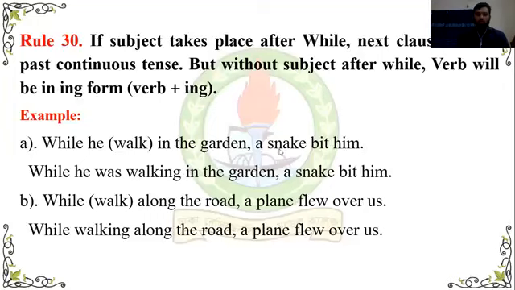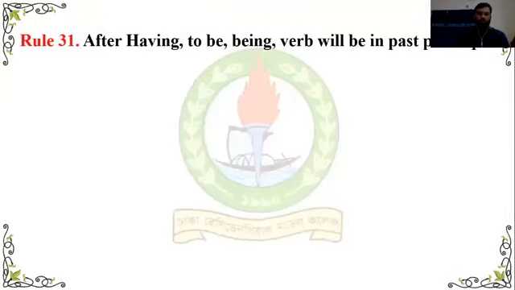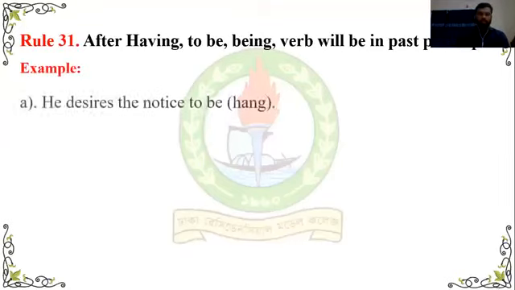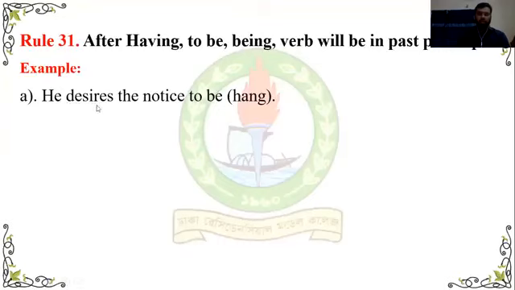Now I will go to the next slide. Rule 31. You see, after having or to be or being, verb will be in the past participle. So the form of verb will be past participle. Here you see, he desires the notice to be hanged.